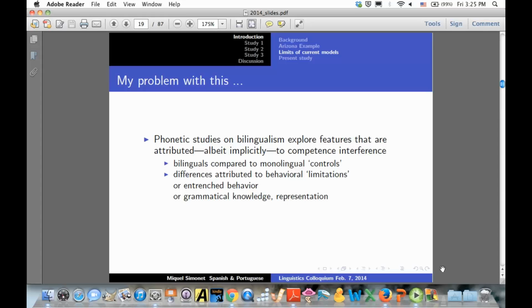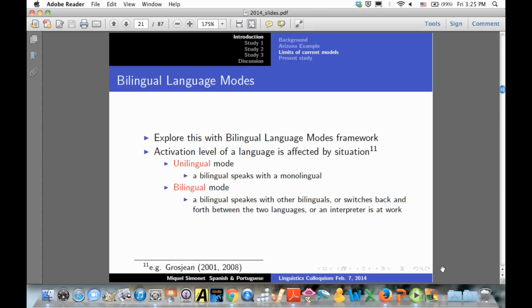And usually the interpretations of this kind of research are that the differences between bilinguals and monolinguals are because bilinguals have some sort of behavioral limitation, or they have entrenched behavior, or that is part of their grammatical knowledge, or something like this. So my question will be, is there a role for processing? And the way that I will be exploring the role for processing is also with a simple model that I'm sure is a very simple idea, but it's still useful.